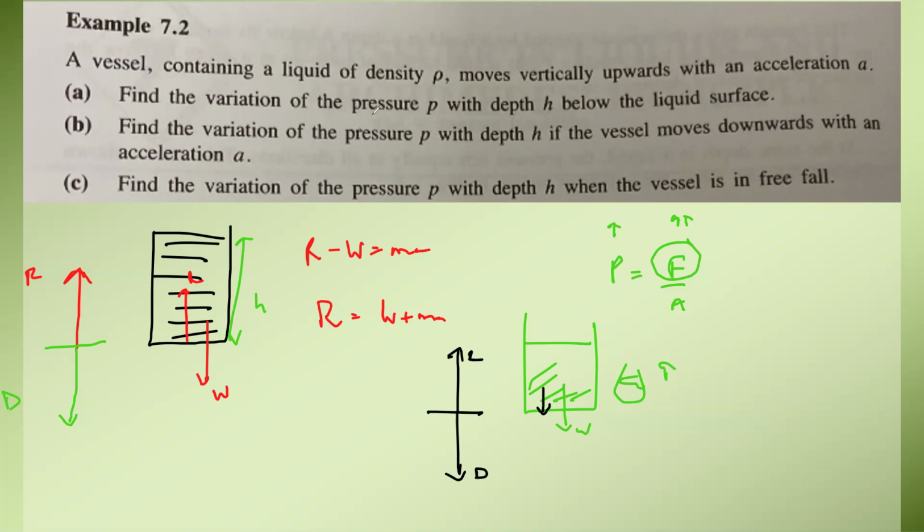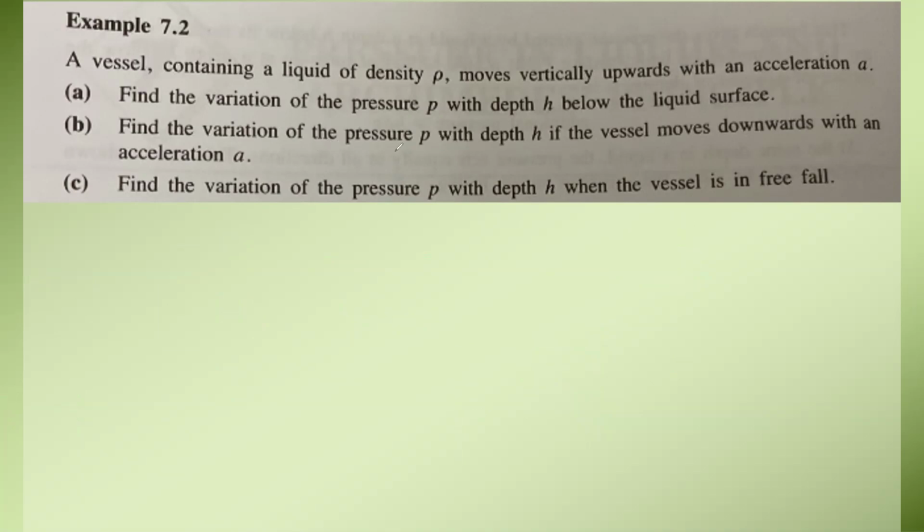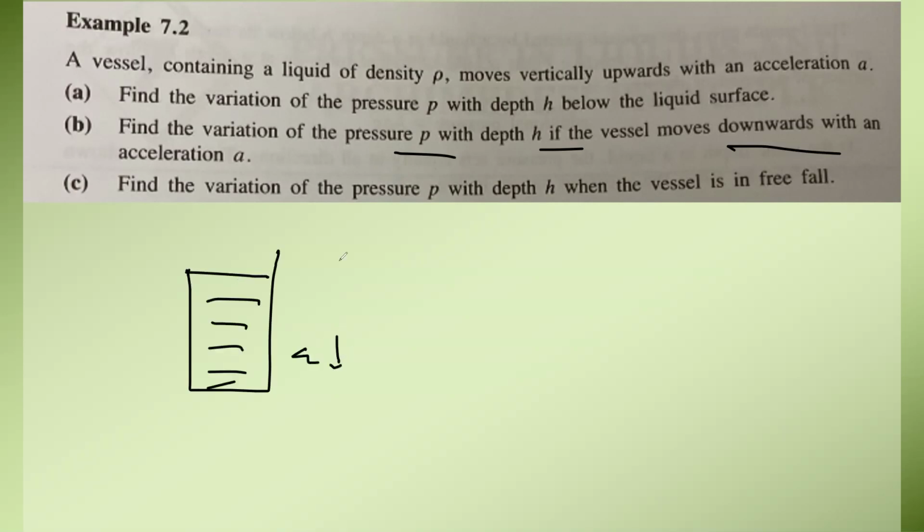And in the second example, what is the variation of pressure with depth if a vessel moves downward? So the same vessel is accelerating downward. So if it is accelerating downward, there are two forces, the gravitational pull and the normal contact force. In this case, the gravitational pull should be more than the normal contact force, and that is equal to ma. Or we can say W minus ma is equal to R. So overall, what will happen to the value of R? The value of R will decrease.